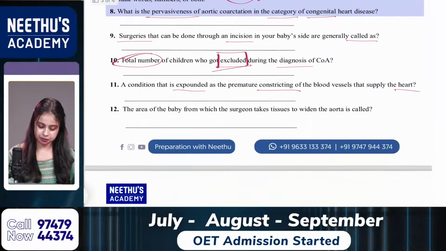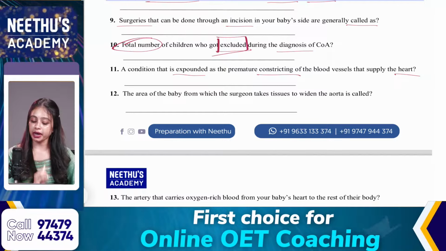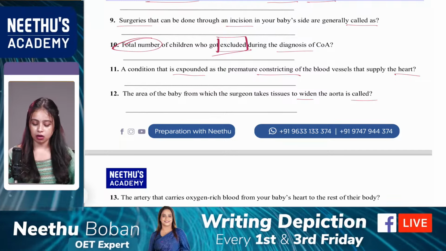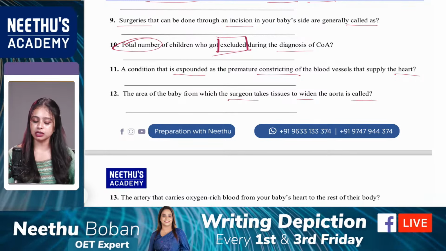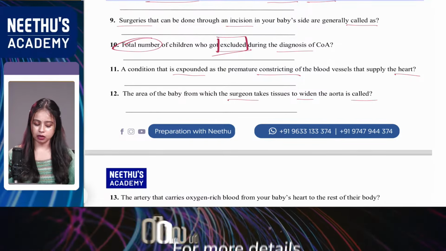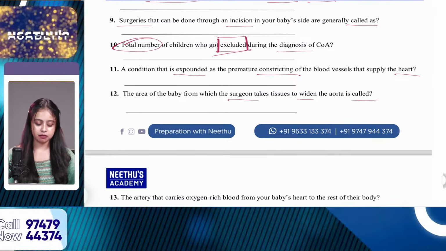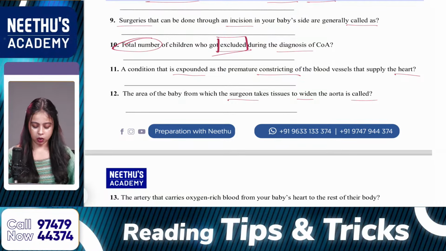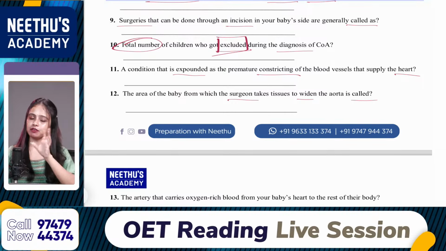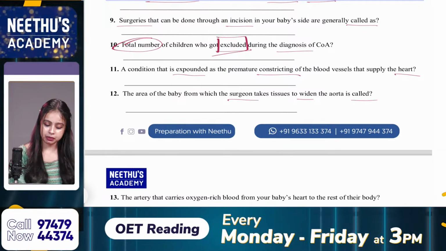Then the next one, the 12th one. The area of the baby from which the surgeon takes tissues to widen the aorta is called. So what is that particular area? Okay, any idea what that particular place is called? Yes, subclavian flap aortoplasty. Okay, so that is the name of the surgery actually, in which they have mentioned the particular area. So what is the area? Okay, so that is from text D again.